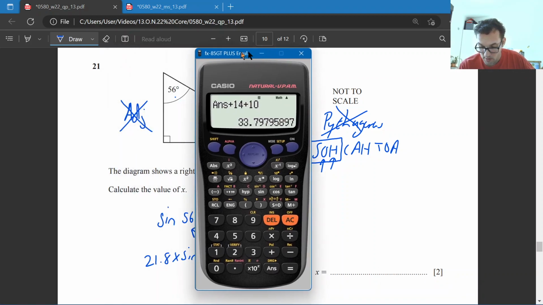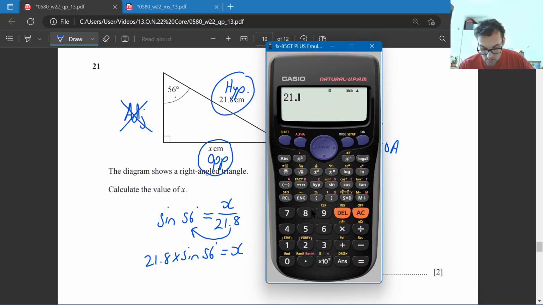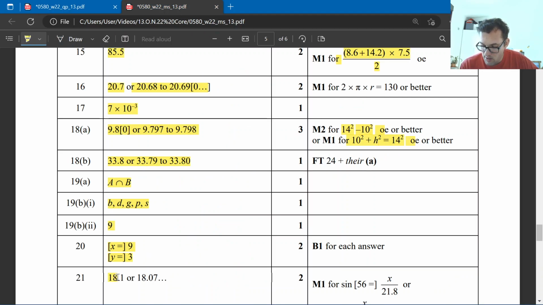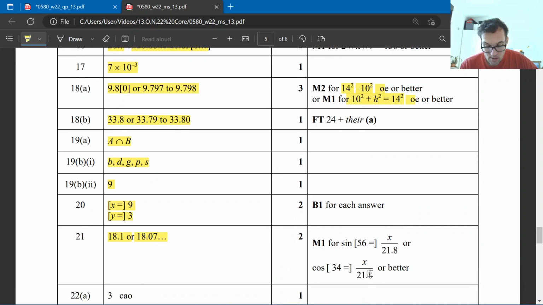Let's put that in. There we go. So X is 18.073, etc. Rounded to 3 significant figures. Next to the 0 is 7, so you round the 0 up to a 1. 18.1. You don't have to write centimeters because the centimeters is already over there. So there you go. 18.1, or the unrounded answer. You get marks for your working out, so show it, please.